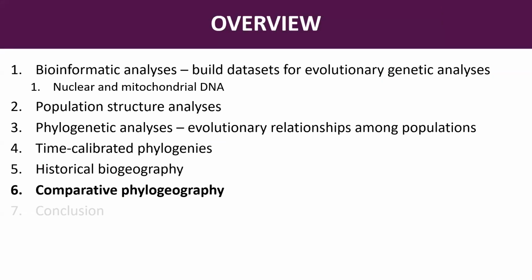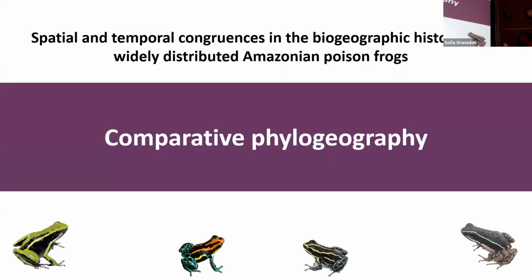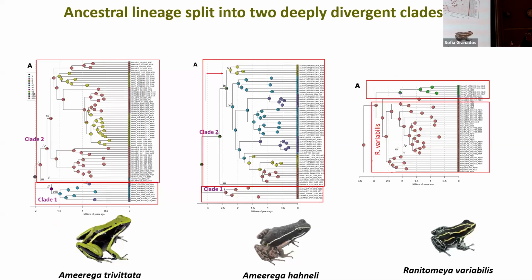So that's my historical biogeography part, basically trying to understand how these species have migrated along this area. The next part of my talk will be the comparative phylogeography part, which is intended to summarize this and try to find spatial and temporal congruences in the biogeographic histories of these widely distributed poison frogs.